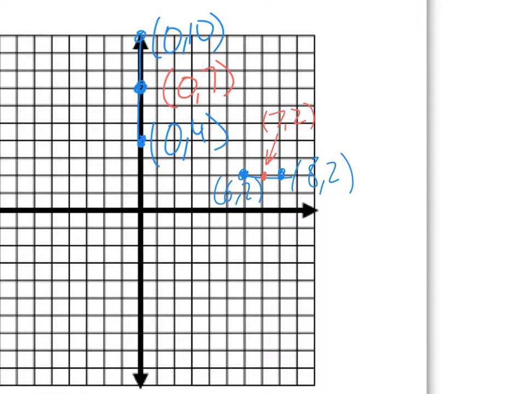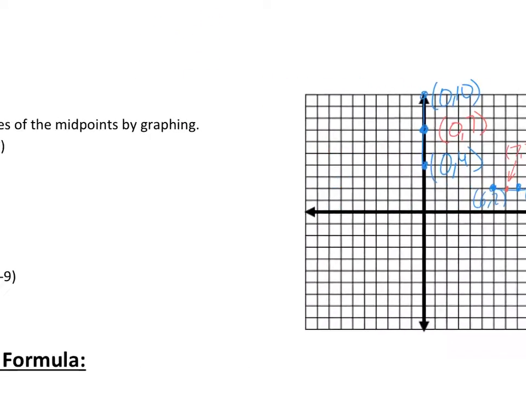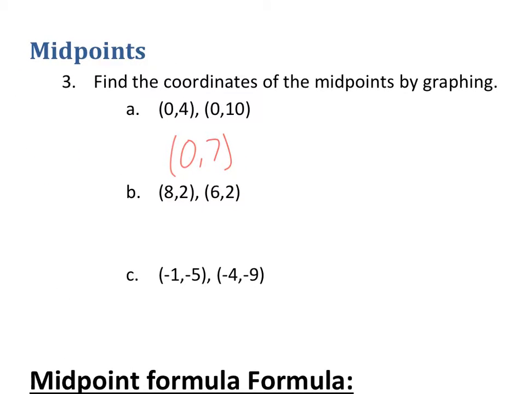So in these first couple examples, we can see that we're just looking for a coordinate that's in between. 7 is right in between 10 and 4. And here, 7 is between 6 and 8. What do we call a number that is exactly in the middle of two numbers? Well, that's an average. So if we take 8 and 6 and we average it, we get 7. If we take 4 and 10 and we average it, we get 7.